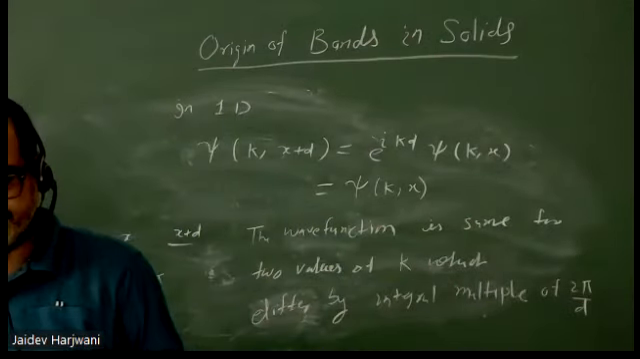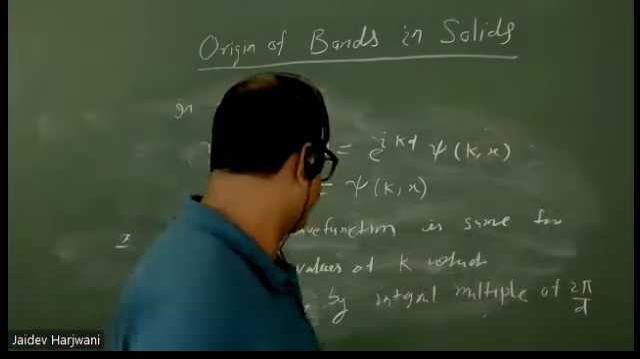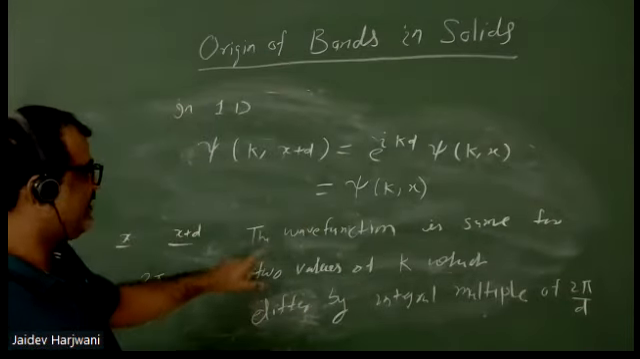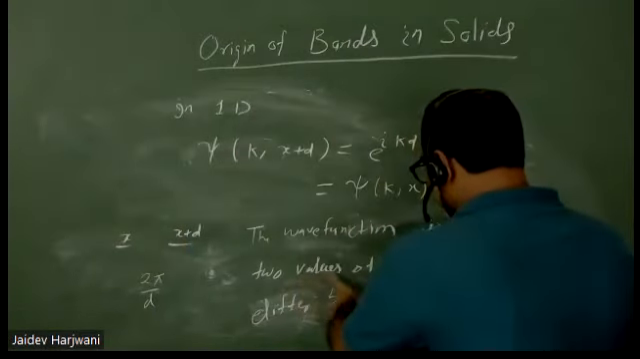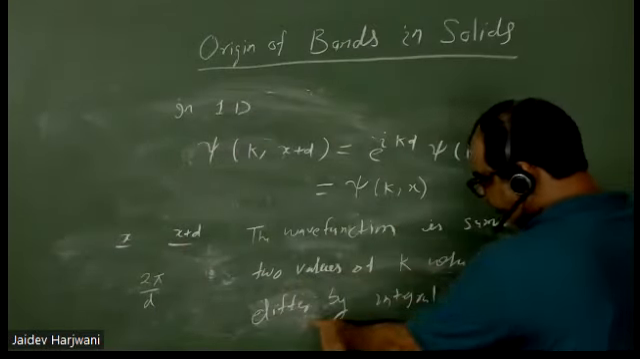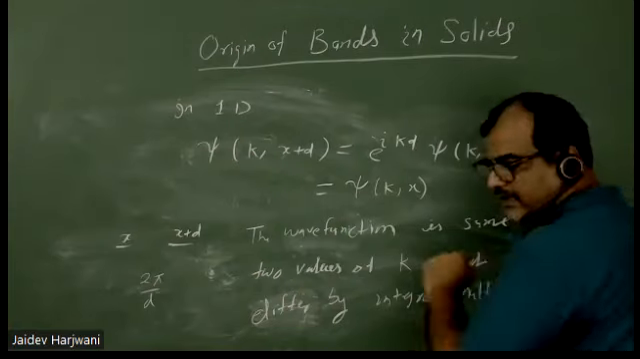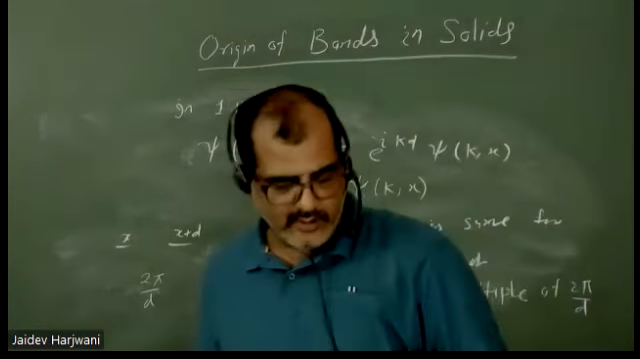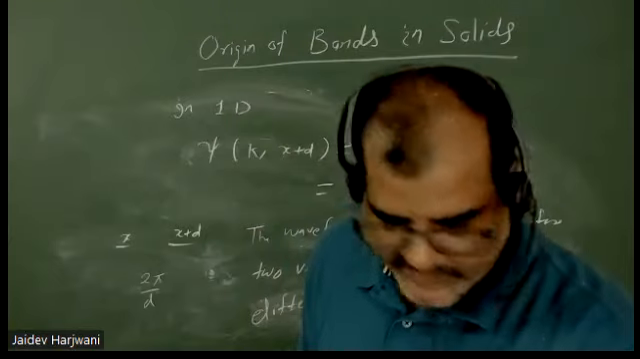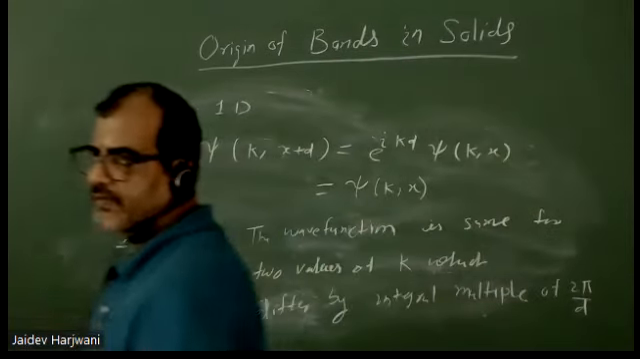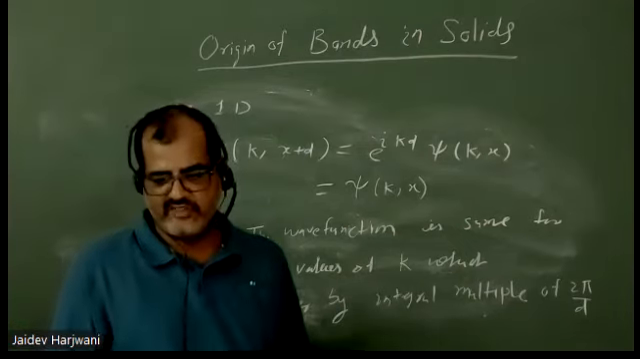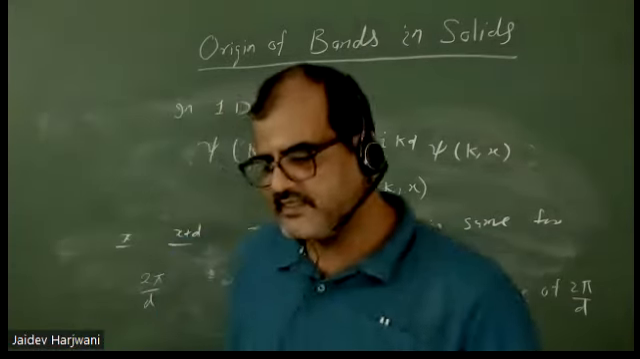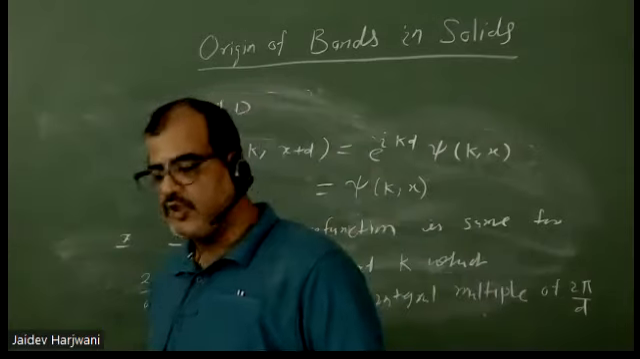The wave function is the same for two values of k which differ by an integral multiple of 2 pi by d. So if we put k equal to k plus 2 pi by d, 4 pi by d, n pi by d, your wave function will not change. The wave function will always be the same. So there is a period in k of 2 pi by d.